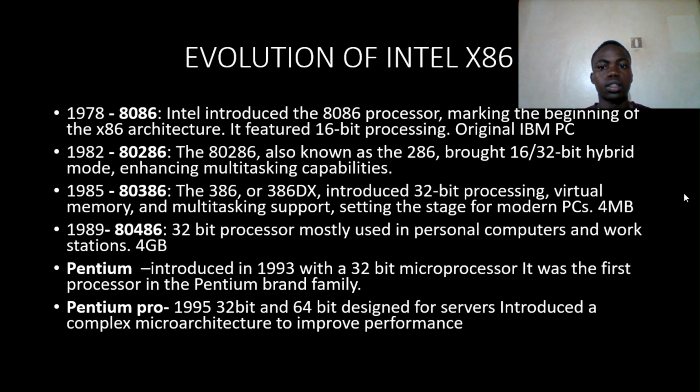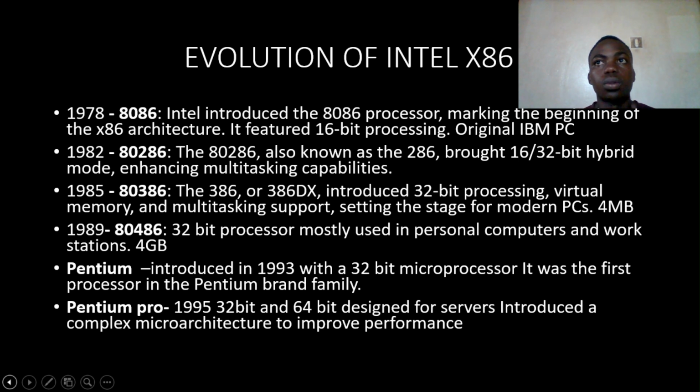Evolution of Intel x86. We're looking at 1978, when the first processor was introduced, which is the 8086, which marked the beginning of the Intel x86 architecture. It was 16-bit processing. It can be noted as being used in the original IBM PC in 1978.